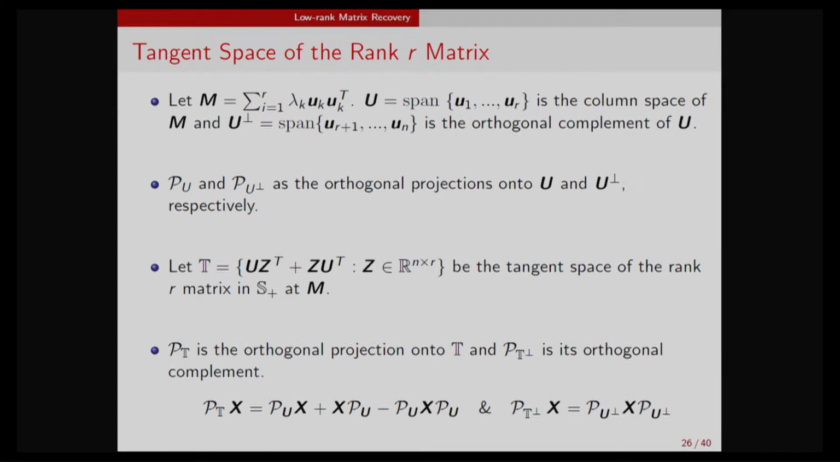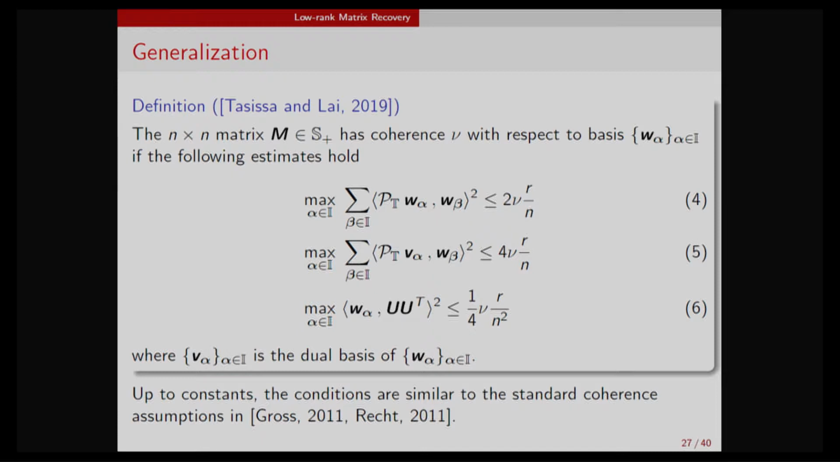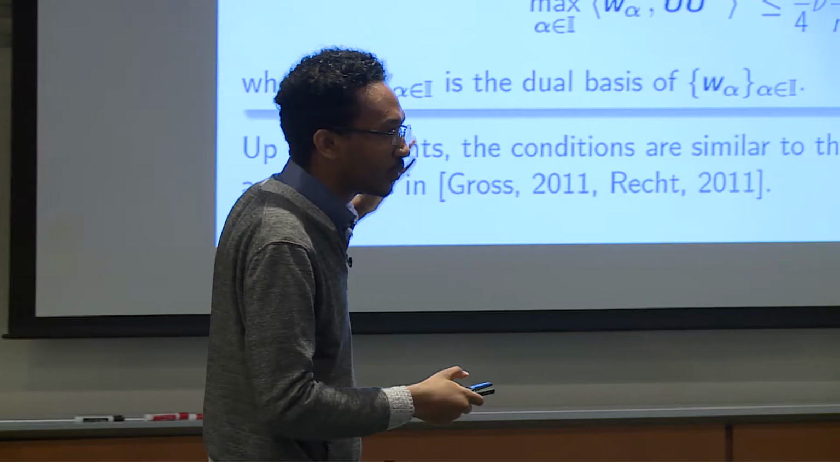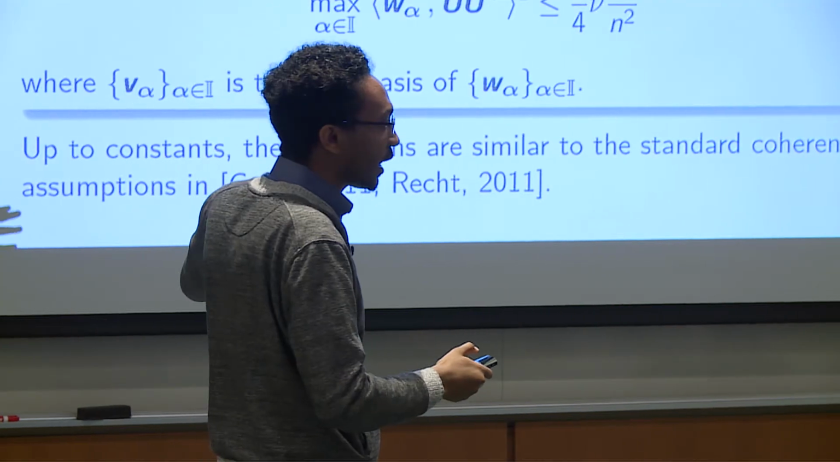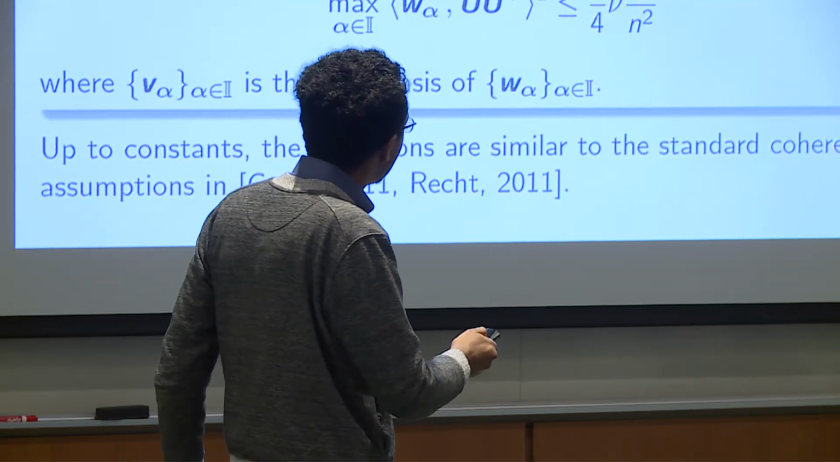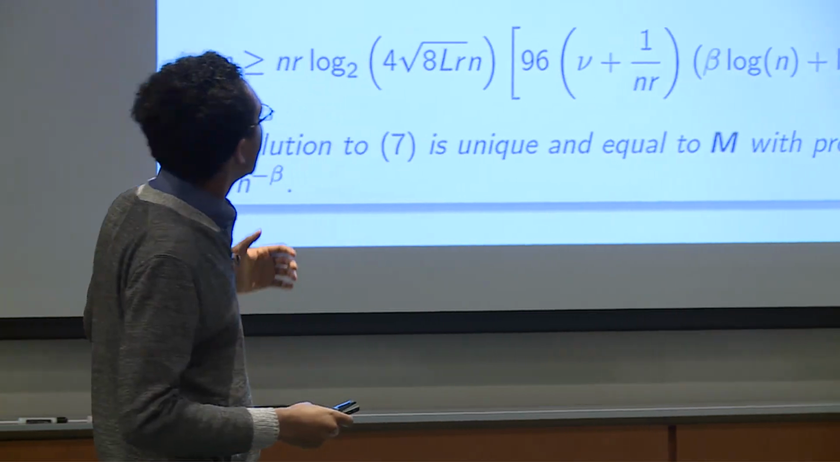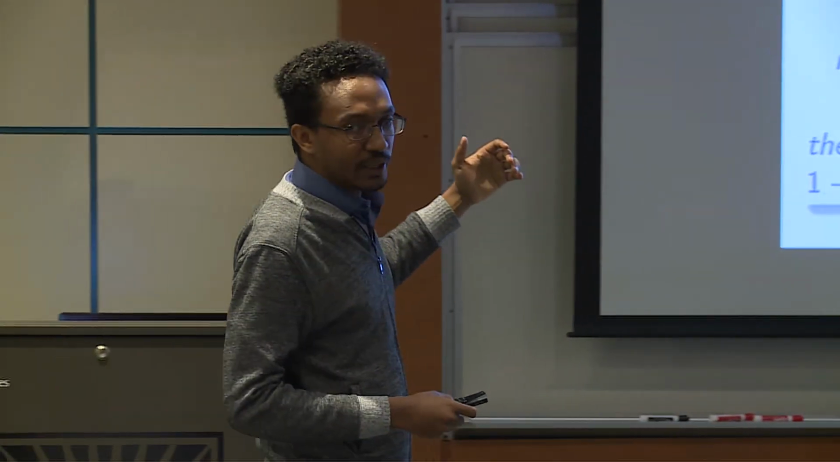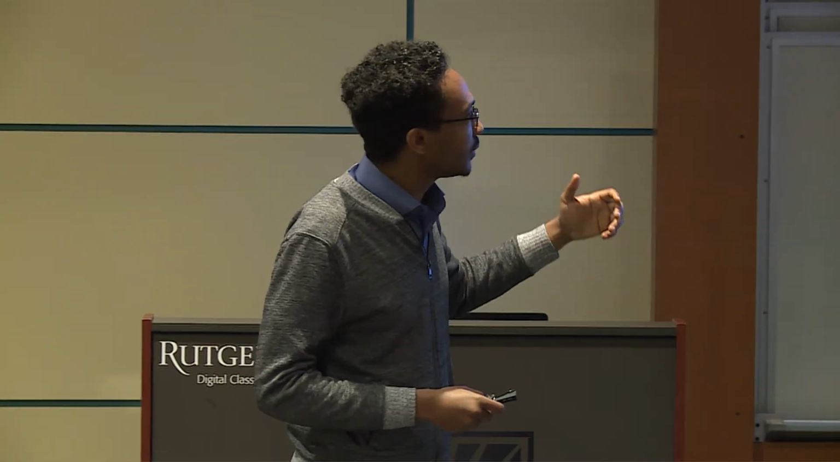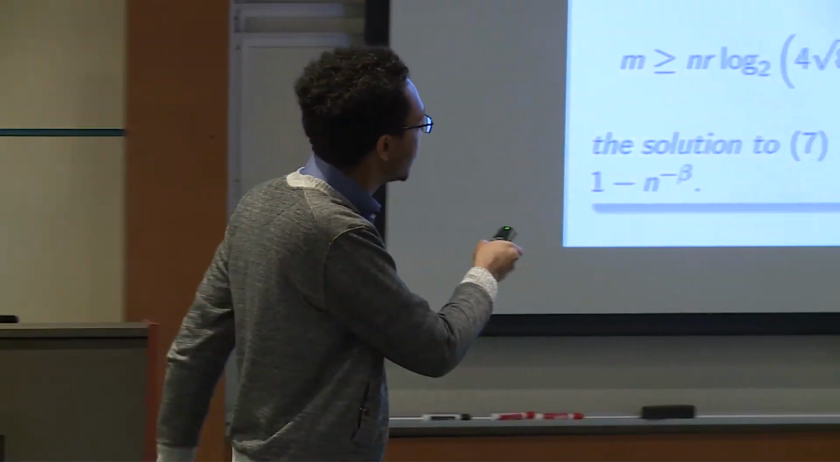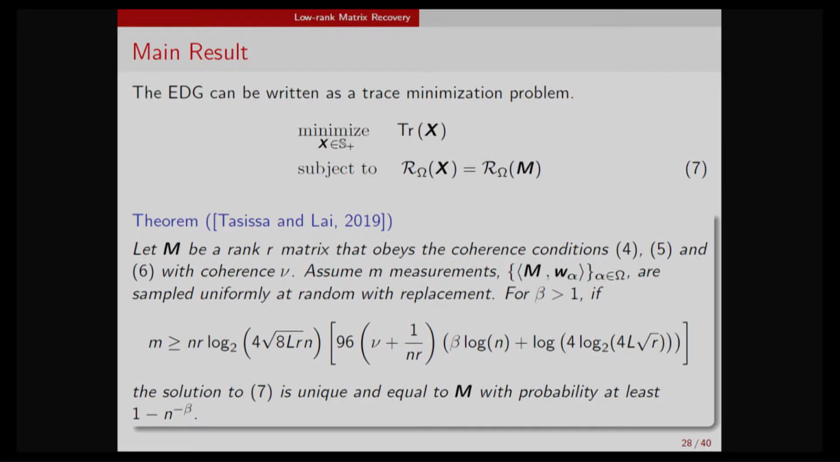Actually, let me skip this. The coherence conditions that you had before, we could also generalize them to this case. But the part I want to emphasize is this result. Now I can write my distance geometry problem in this way. This is basically the regularization part, and this is telling me the partial information that I have.